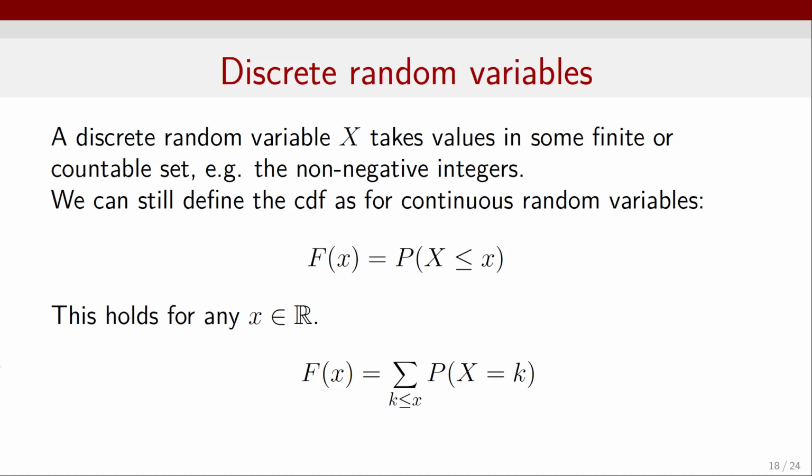We may also be interested in discrete random variables. A discrete random variable x takes values in some finite or countable set, for example the non-negative integers. We can still define the CDF as for continuous random variables by summing over all possible values of x that are lower or equal to some number. So essentially, instead of having an integral like we had before, now we have a sum over k here.